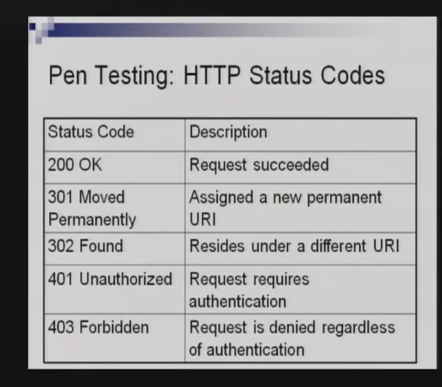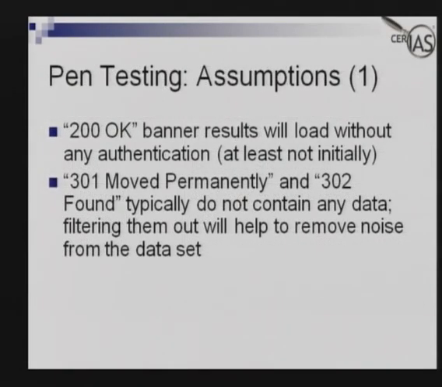It could be based on an access list or some block list that's preventing you from seeing that. So a 200 OK page is very good for us. That means we're going to see the page itself. It's not going to require any authentication.